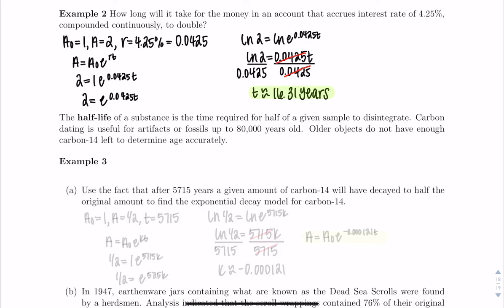So the half-life of a substance is the time required for half of a given sample to disintegrate. Carbon dating is useful for artifacts or fossils up to 80,000 years old. Older objects do not have enough carbon-14 left to determine age accurately. So use the fact that in 5715 years, a given amount of carbon-14 will have decayed to half the original amount to find the exponential decay model for carbon-14.